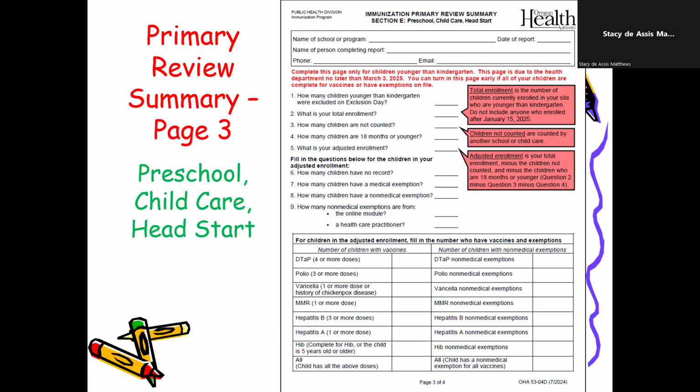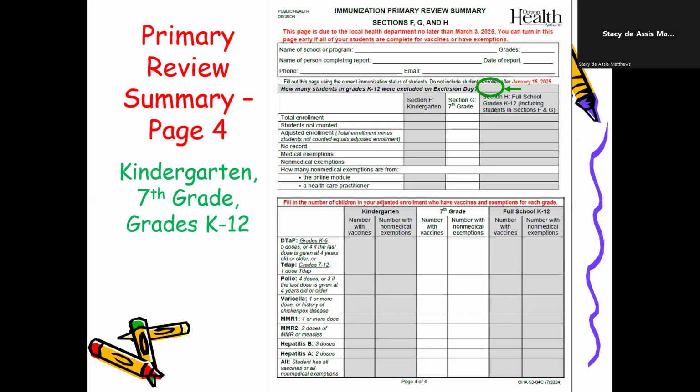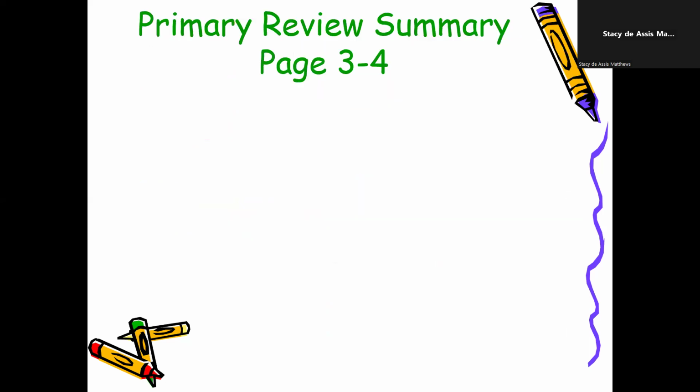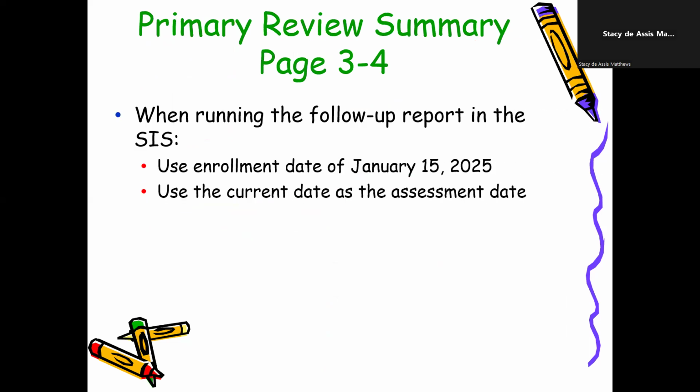On March 3rd, the primary review summary, page 3, is also due if you have preschool childcare or Head Start. And also the primary review summary, page 4, which is required if you have kindergarten, 7th grade, or any grades kindergarten through 12th. So you'll be able to run pages 3 and 4 in your student information system.